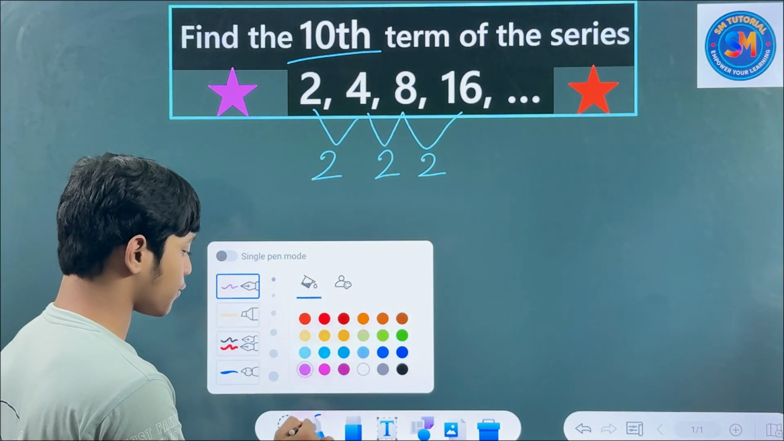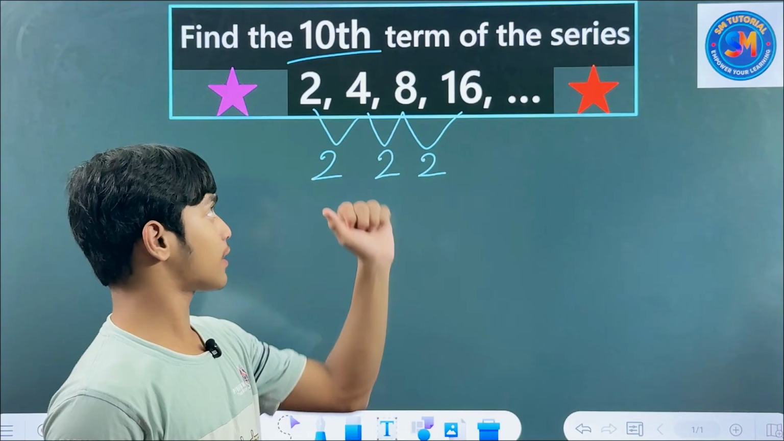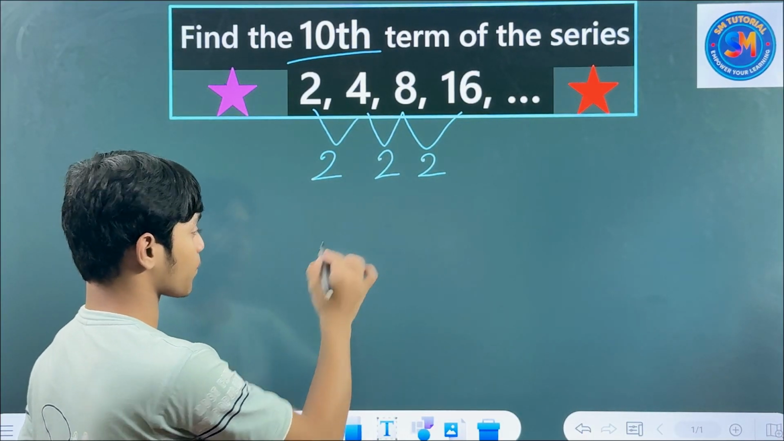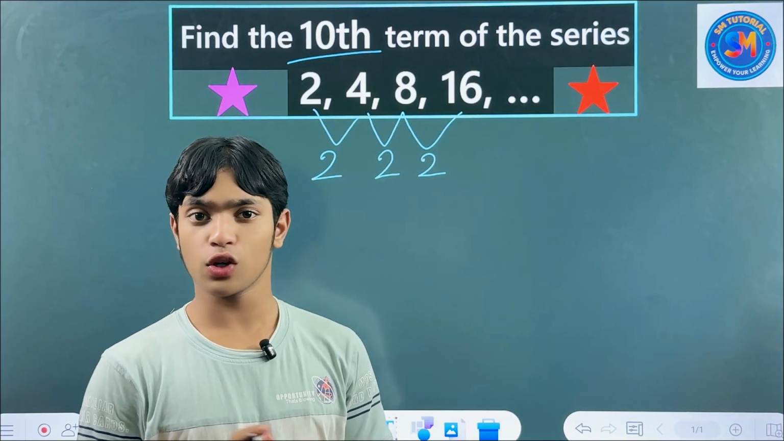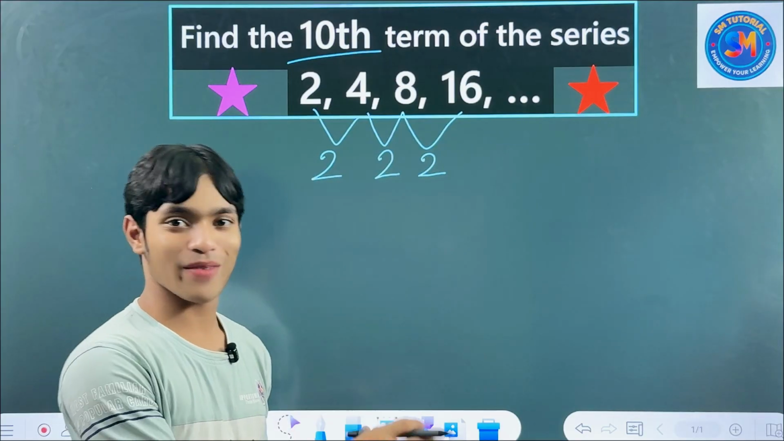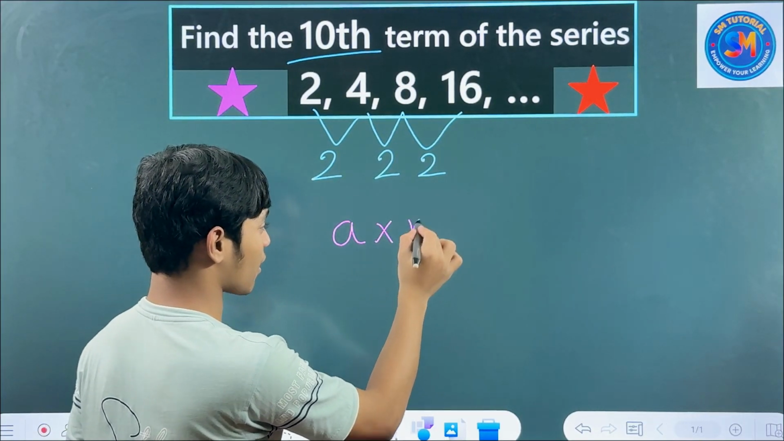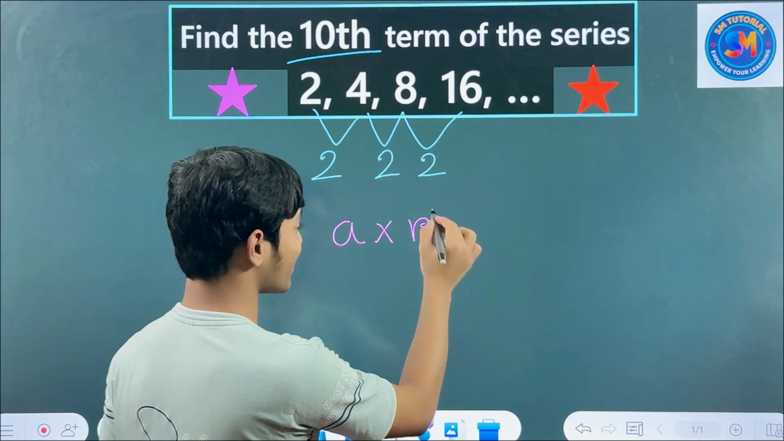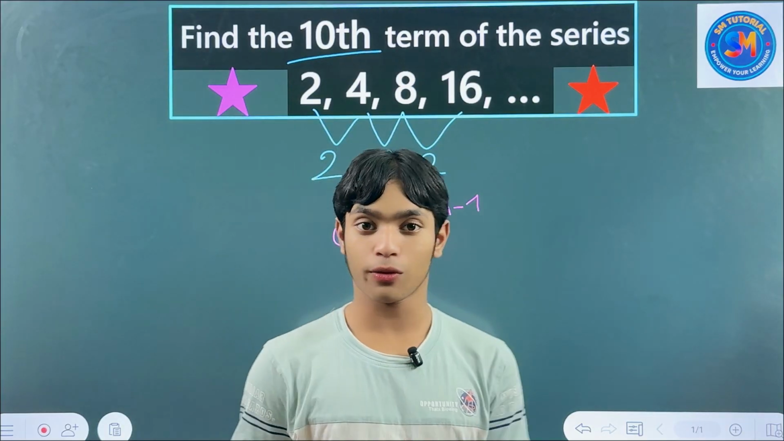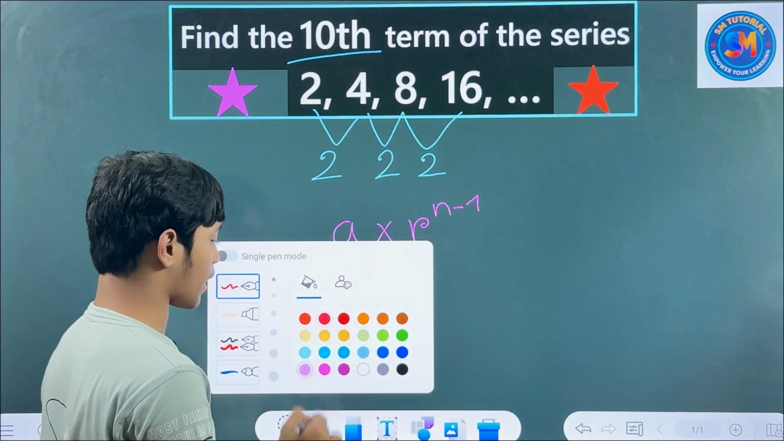Let's write the formula first. We have to know a formula to find the 10th term. If you know it, write it in the comment first, then come back here. The formula is A times R to the power n minus 1. If you put in the values, you will get the answer.